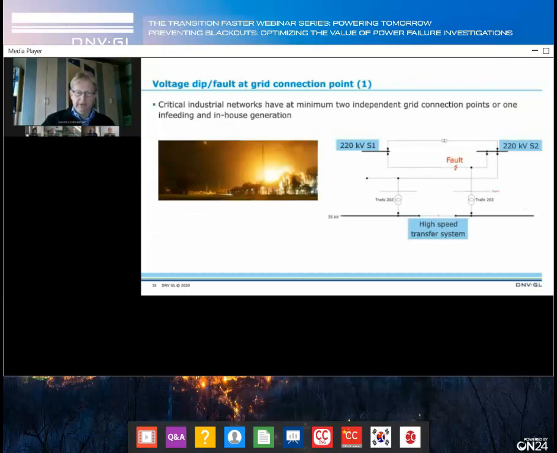Yes, I have an example of also a blackout of a refinery where we had a shutdown of the refinery 3 times in 2 years, and we speak about losses of around 100 million euros. And what was the issue here?